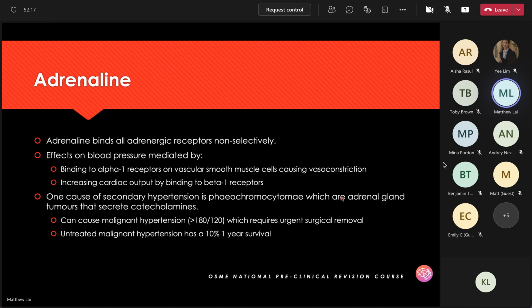Moving on to adrenaline. Adrenaline binds all the adrenergic receptors non-selectively. So this has two main effects. It causes vasoconstriction via alpha-1 and increases cardiac output by binding to beta-1. Another point of clinical relevance is pheochromocytoma, which are adrenal gland tumors that secrete catecholamines. These can cause malignant hypertension, which needs to be treated because it affects survival drastically.